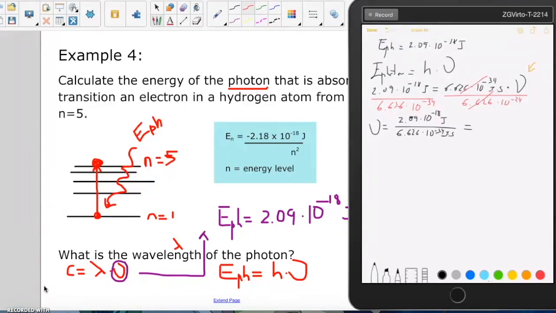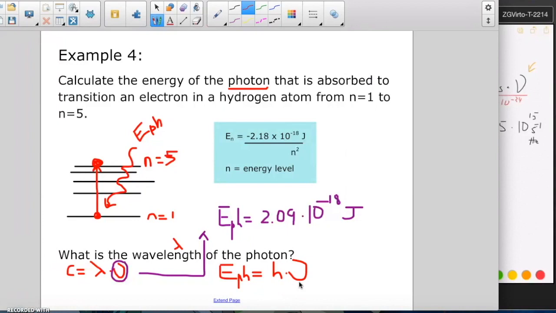So if we plug these two numbers in the calculator and we divide them, we will have 3.15 times 10 to the 15th seconds to the minus 1, or hertz, which is the units for frequency. We know now the frequency of the photon, of this light. So the frequency will be this one over here.